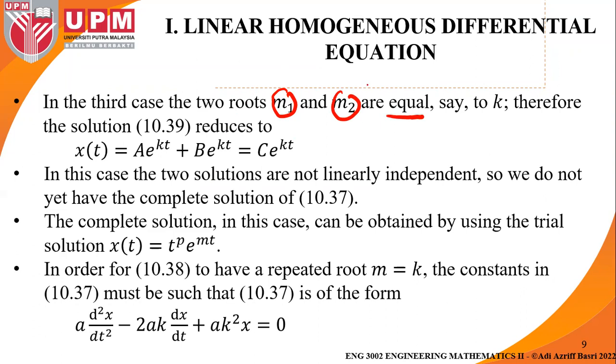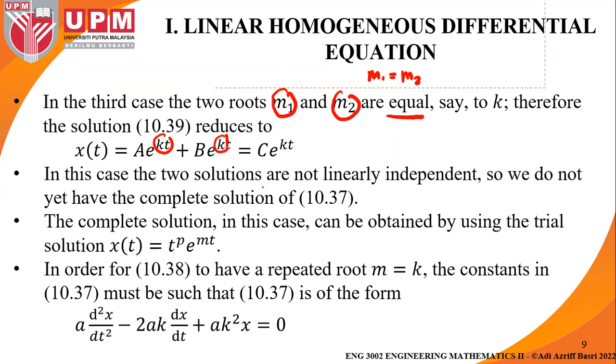In the third case, for example, m1 and m2 are equal. This means you get the root m1 and m2 as the same answer. So what we can do is reduce it to x(t) equal to A exponent kt plus B exponent kt, because kt is the same for both. So automatically you can go for C exponent kt.